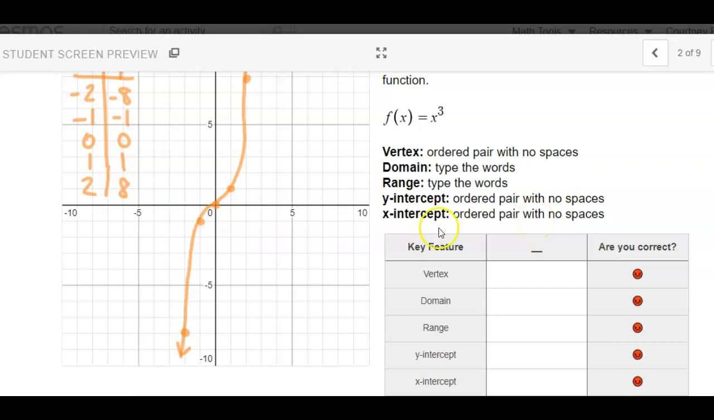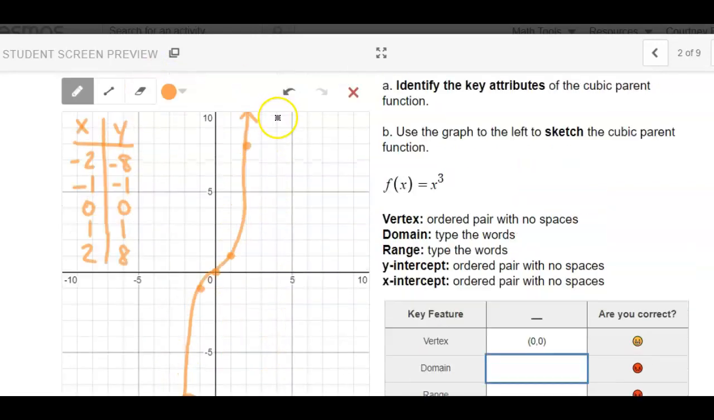So for my vertex, well, my vertex is that point where it's changing, that turning point. So that's at the origin. That's at the point 0, 0. Notice how my emoji changed to a happy one, so that means I'm right. My domain, well, from left to right, I don't have any boundaries. In fact, I've got an arrow here, and then over here I also have an arrow. So that tells me the domain is going to be all real numbers.